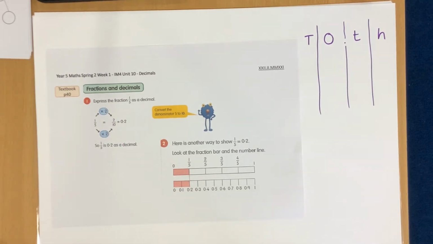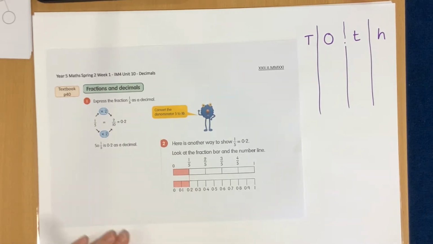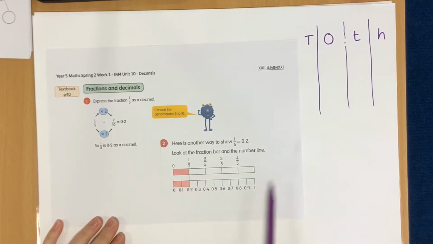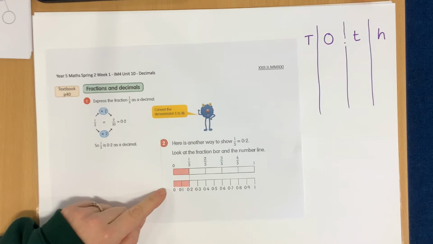Now it's nice and easy to put into a decimal because we know that 2 tenths is a 2 after the decimal point, or 0.2. This is another way of looking at it. This is the method we're going to use. This is almost a proof of why it works.